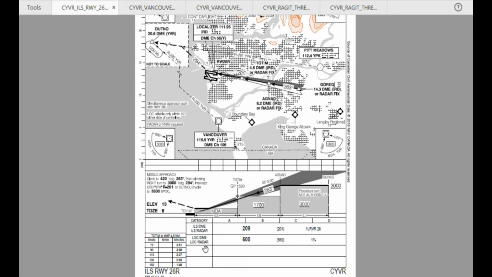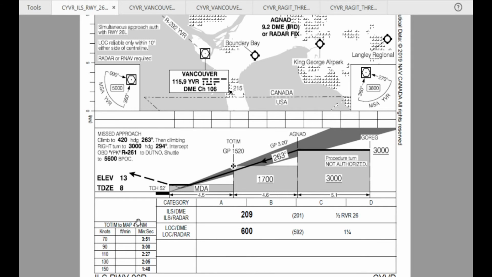We can also see if you're just using the localizer, DME, or localizer and radar, so you're not using the glide slope, then the minimum decision altitude is 600 feet, not 6,000. And again, if you were using radio, it would be 592 feet, but in most cases you can ignore that. And the minimum runway visibility would be 1¼ mile. All right, so just zoom in a little bit for you guys there.